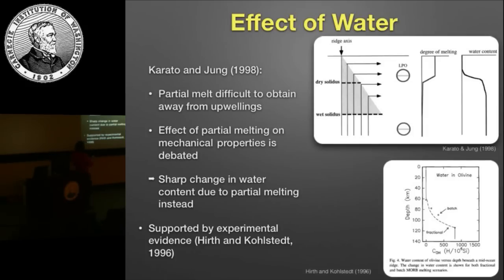So how do we get melt away from the upwellings? He proposed that instead there is a sharp change in the water content of the rocks underneath the ridge, as we see here, that would yield a hydrated asthenosphere and a dehydrated layer on top, the lithosphere, and therefore that would change the viscosity. So we had a higher viscosity plate on top due to dehydration. And this was supported by a study by Hirth and Kohlstedt in 1996, where they had done experimental work supporting this.